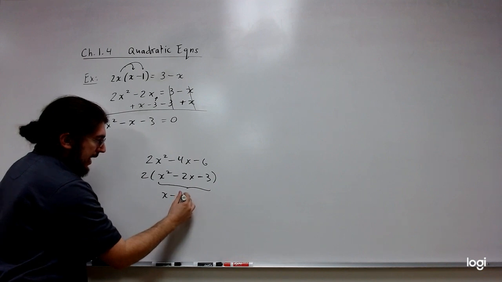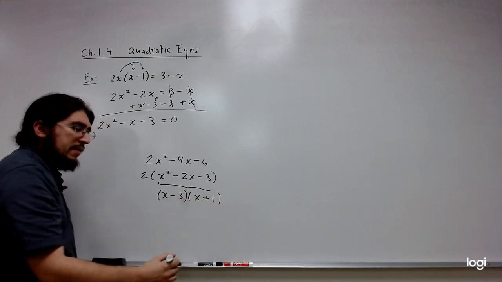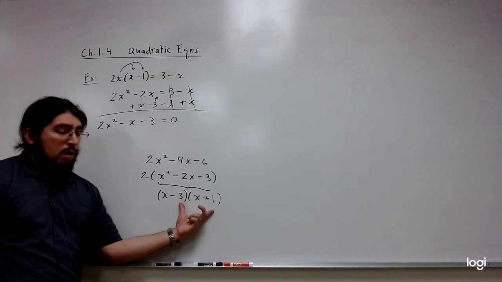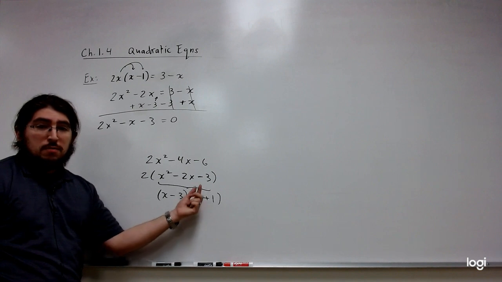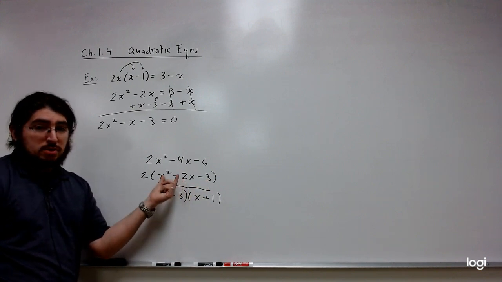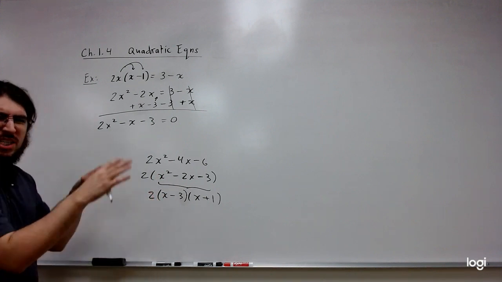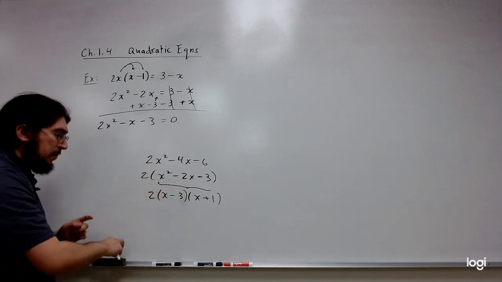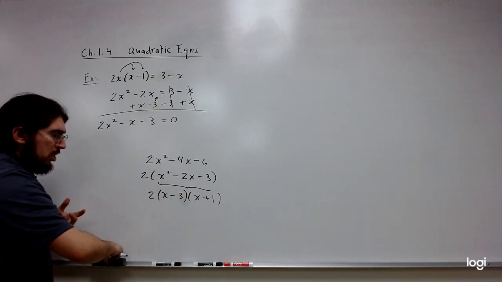And this factors as x minus 3 times x plus 1. And that, of course, is because 3 and 1 are the two numbers that multiply to 3. And if it's negative 3 and positive 1, they multiply to negative 3. If you add negative 3 and positive 1, they add to negative 2. So that works. The 2 is still on the outside. Okay, but that was just a quick example of what happens when they all have that number in common. You can pull it out. Then you can continue with that procedure I just showed.